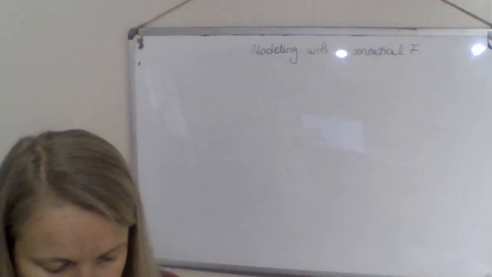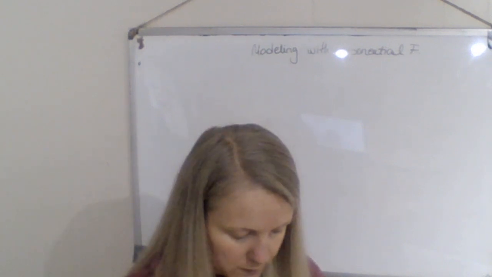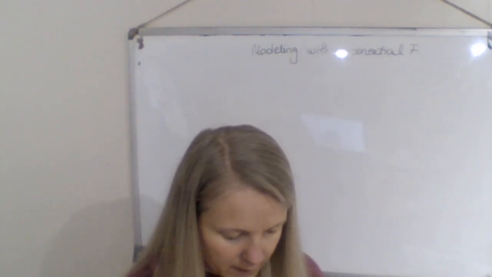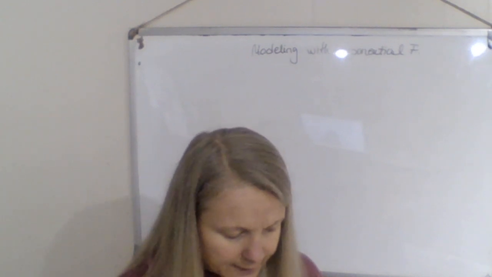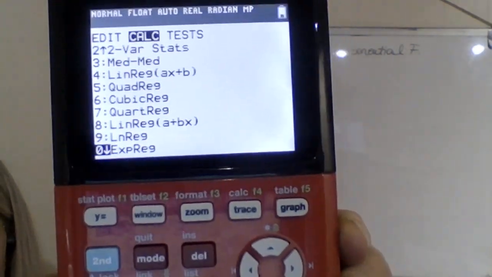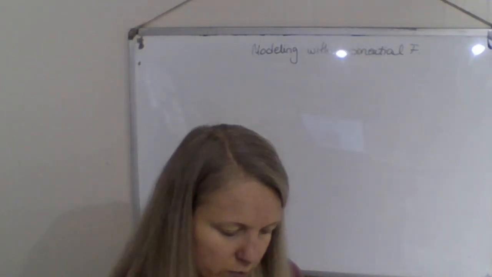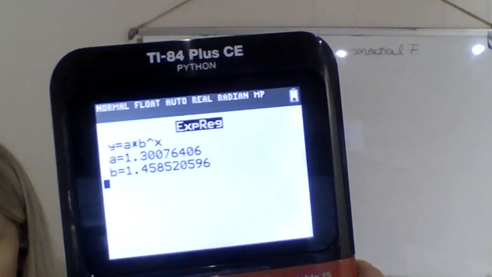We're going to go back to stats, and over to calc. So far, we used 4, 5, and 6: the linreg, the quadreg, and the cubicreg. If you keep going down, you get to the 0 option, and that is ExpReg, exponential regression, and that's the one we want to use. It's asking me, do you want me to use list 1 and list 2? Yes, I do. I hit enter, and here is my answer for my beautiful function.